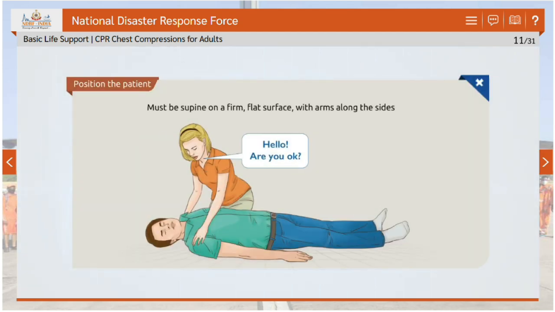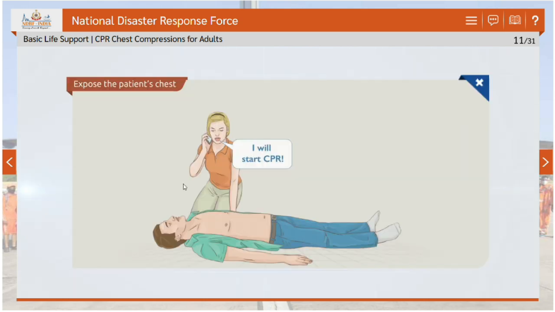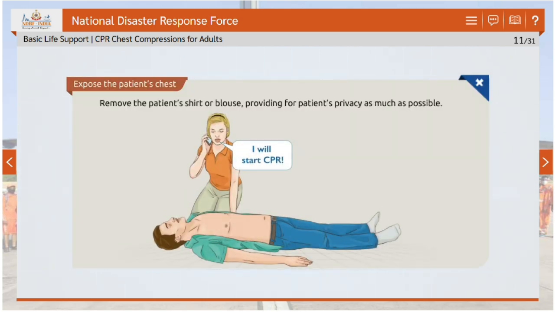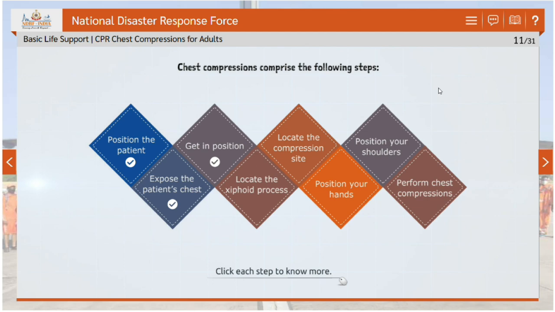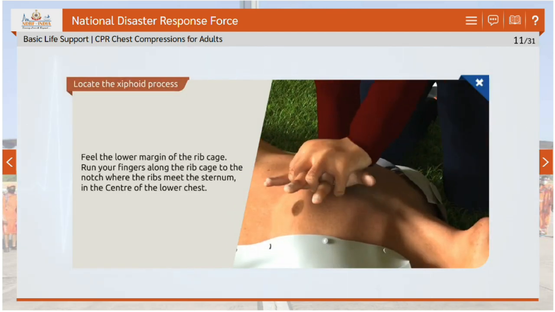The patient must be supine on a firm, flat surface, with arms along the sides. Remove the patient's shirt or blouse, providing for patient's privacy as much as possible. Kneel close to the patient's side, with your knees about as wide apart as your shoulders. Feel the lower margin of the rib cage. Run your fingers along the rib cage to the notch where the ribs meet the sternum, in the center of the lower chest.